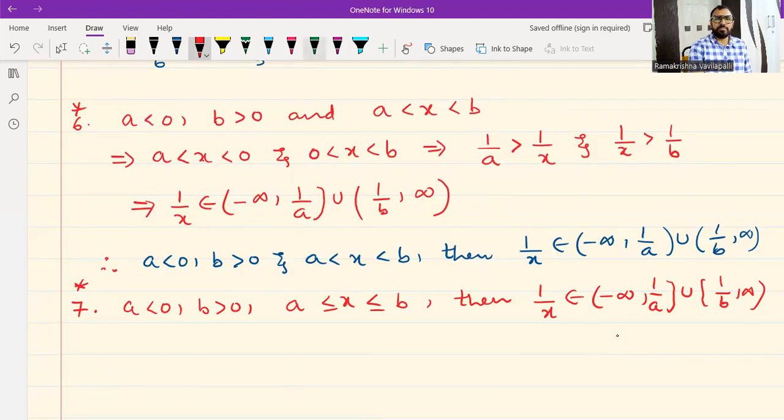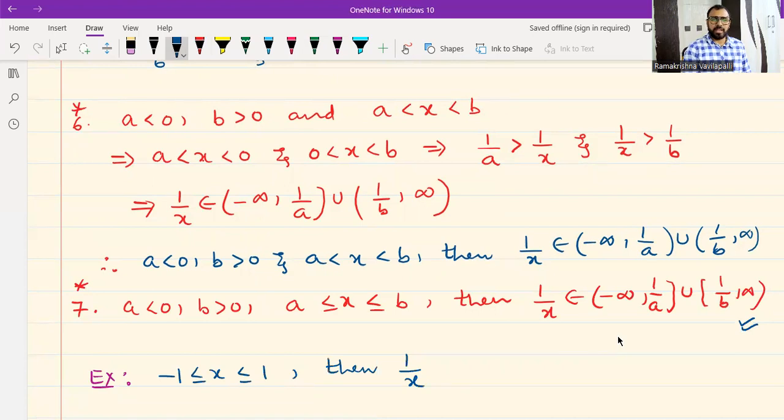So one example, if minus 1 less than or equal to X less than or equal to 1, then what about 1 by X? We use this concept. Okay, here one is negative, the other one is positive. So then 1 by X belongs to minus infinity to, A value is minus 1. So 1 by minus 1 is minus 1, union B value is 1. So 1 by 1 is 1, 1 to infinity.